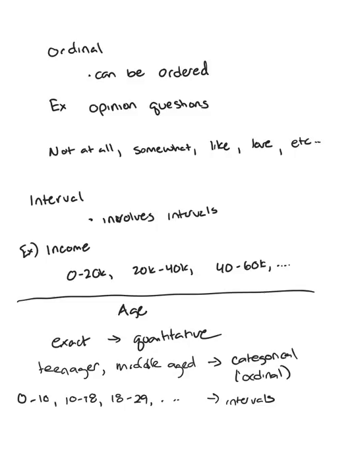Here, exact quantitative. Giving you categories to choose from, categorical. If those categories can be ordered, like teenager, middle age, etc., it becomes ordinal as well as categorical. Or if I want to take that quantitative variable and give you intervals, like 0 to 10, 10 to 18, 18 to 29, making it less specific, I can make this an interval variable.